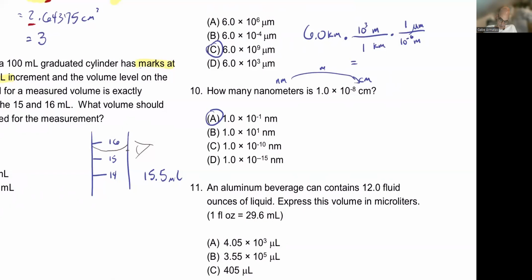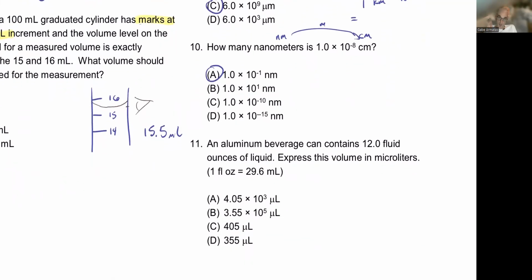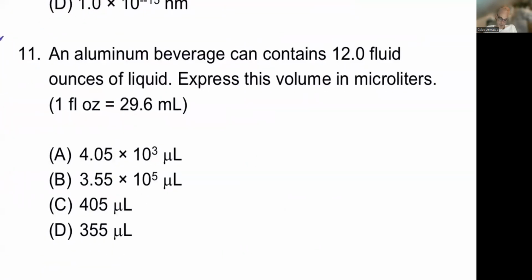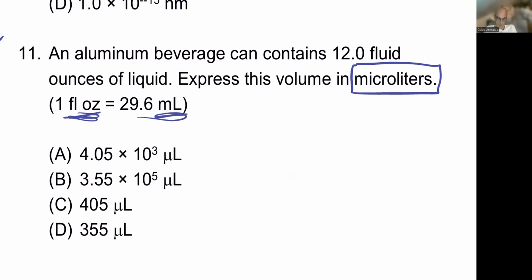All right. So next up, again, using the numbers from above. An aluminum beverage can contains 12 fluid ounces. Express this volume as microliters. Okay, so we are looking for microliters. In order to get that, first thing we need to do is see what conversion we have. So we have ounces to milliliters. Okay, we can deal with that.